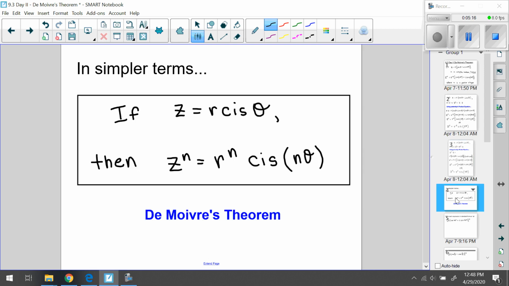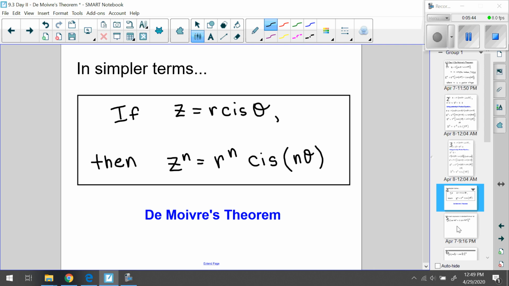And so here is that one more time. Here's in our cis notation. So again, what de Moivre's theorem says is that if we have a complex number in the form z equals r cis theta, if you raise that number to a power, all you have to do is take r to that power and then multiply the angle by that same power n.